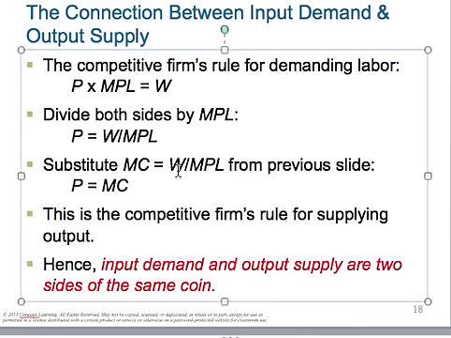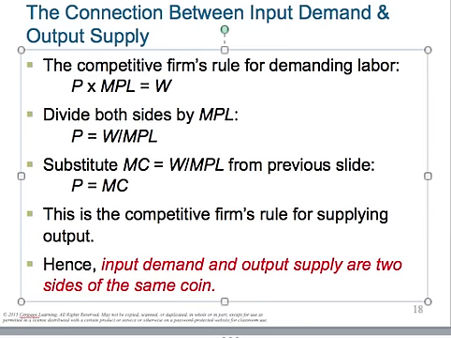Divide both sides by marginal product of labor. Then you end up with price equals the wage over marginal product of labor. You can substitute marginal cost for wage over marginal product of labor from the previous slide, and thus you get price, which is essentially your marginal revenue for one more bushel, equal to marginal cost. This is a competitive firm's rule for supplying output, basically where marginal revenue, price, equals marginal cost of hiring one more worker. So that will help you determine whether or not you should keep hiring, Farmer Jack. Hence, the input demand and the output supply are two sides of the same coin. Again, the FYI box you'll find in your textbook.